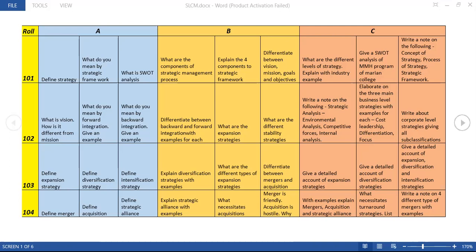So merger, acquisition. Then strategic alliance. Strategic alliance means two companies have their own identity. They don't merge, they don't get acquired, but they decide to work together. They will decide to hold hands together and move on. That is what strategic alliance is. A classic example is Renault and Nissan.